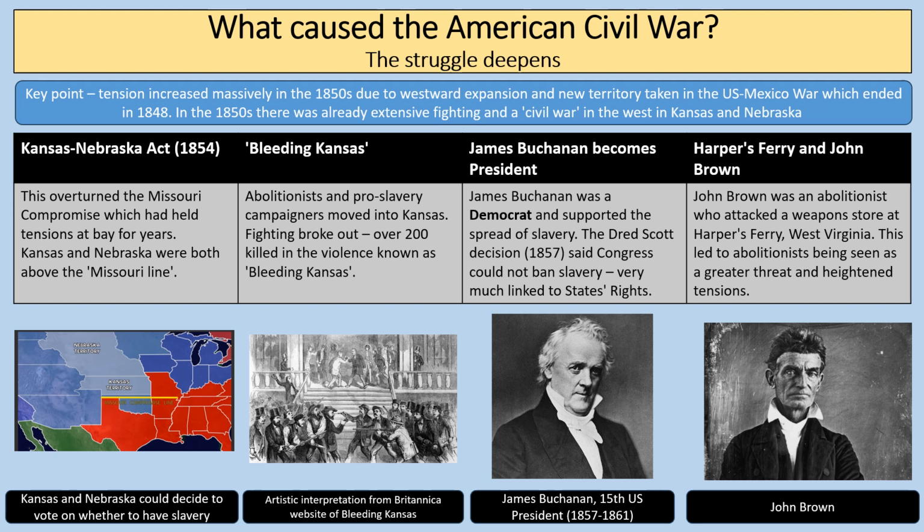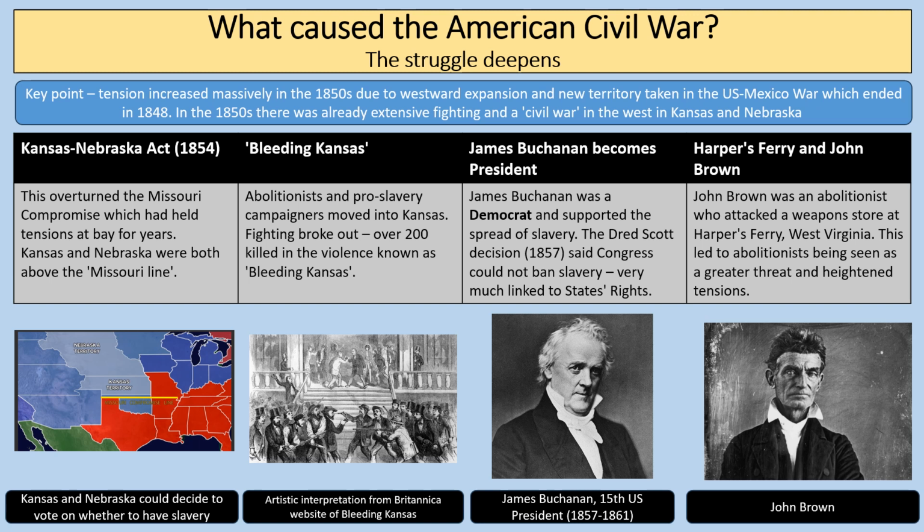In 1856, tensions increased further when James Buchanan, who was a Democrat and supported the spread of slavery, was elected president. Furthermore, the Supreme Court Dred Scott decision of 1857 said Congress could not ban slavery in the states, and very much linked to states' rights.